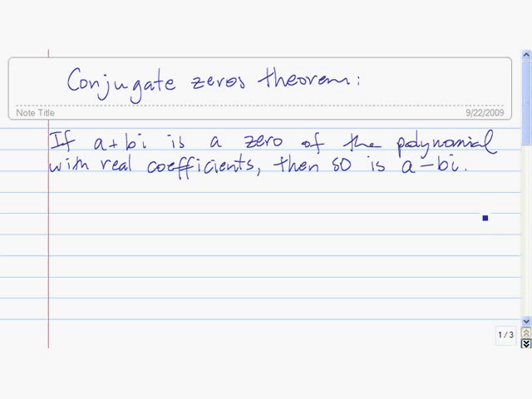Okay, so the conjugate zeros theorem says that if you have a complex number that's a zero of a polynomial with real coefficients, then the complex conjugate of that number is also a zero. So for example, if I know that 1 plus 2i is a zero of f of x with real coefficients, then I know that 1 minus 2i is a zero.